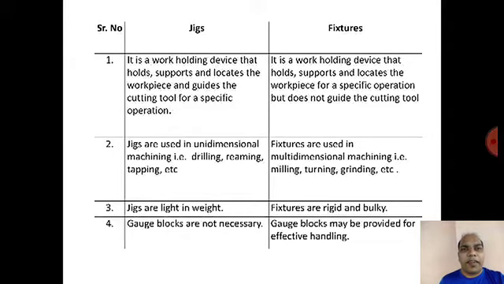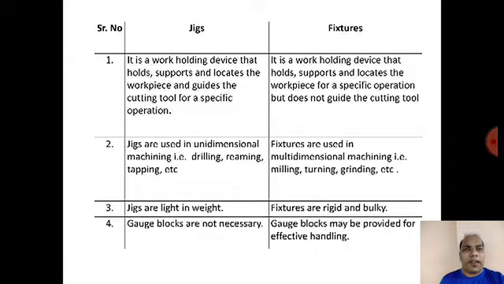Therefore, jigs are always light in weight. You can say that it is a frame or a structure into which you have to put your main workpiece, or component, or unfinished component, whereas onto the fixture you have to load the component.